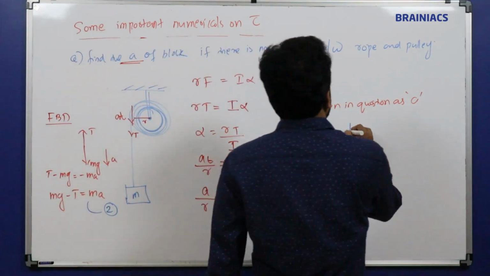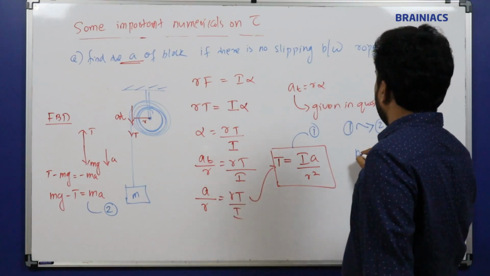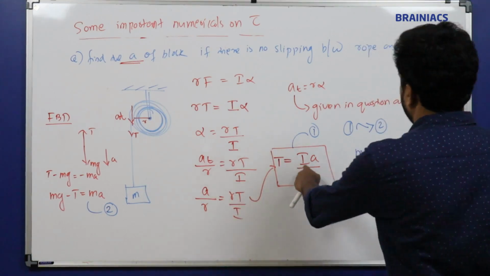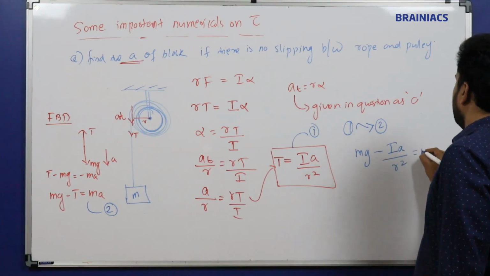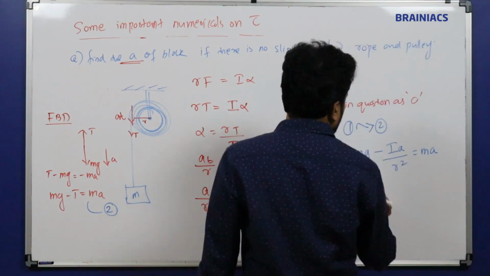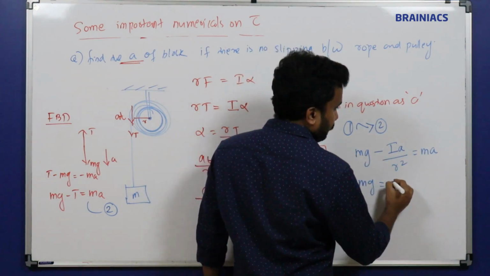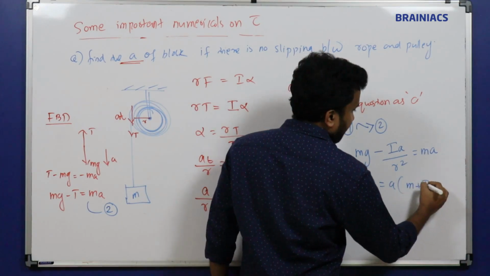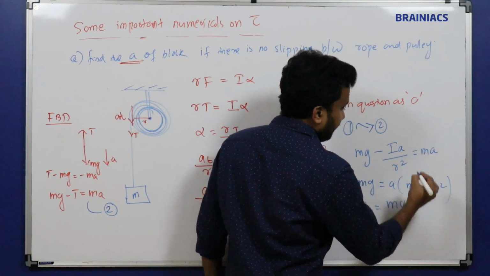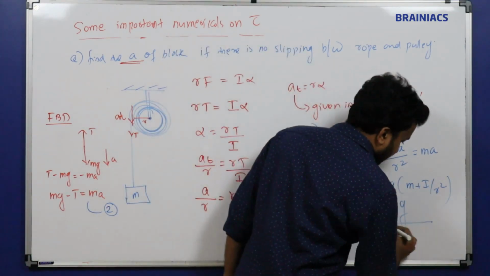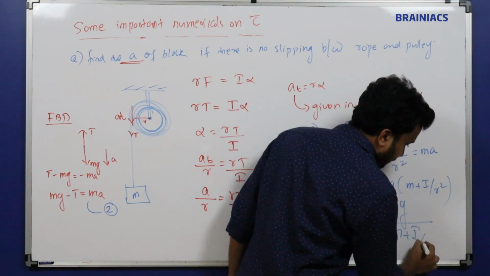Now what I am going to do is substitute equation number 1 into equation number 2. So mg minus T, in place of T we are substituting IA by R square, is equal to ma. If you take it to the right hand side, what you will get? Mg is equal to A into m plus I by R square. So the acceleration is equal to mg divided by m plus I by R square.